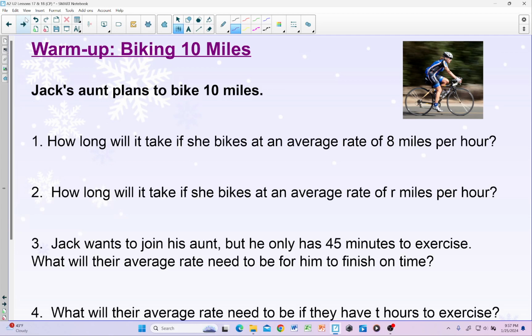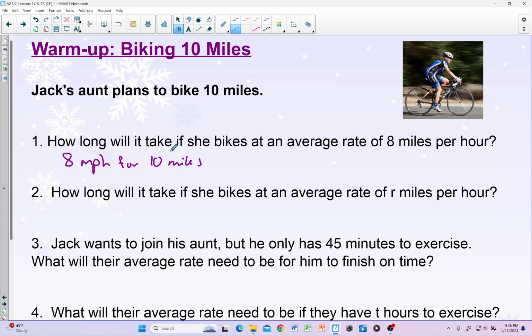That's the sort of thing that we're going to see a lot in this unit. So let's answer some questions. How long will it take if she bikes an average rate of 8 miles per hour? Okay, so she bikes 10 miles, right? So 8 miles per hour for 10 miles, okay?